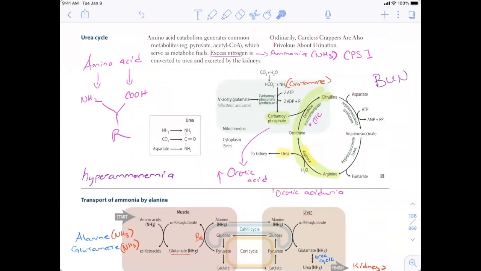So for short, it's called the OTC, right? I talk about this one because the biggest deficiency that you can get in the question that comes out of this is your OTC deficiency. So, I've run out of time, but look it up. Your OTC deficiency, the problem with it is obviously your urea cycle is going to shut down. So you're not getting rid of ammonia, right?